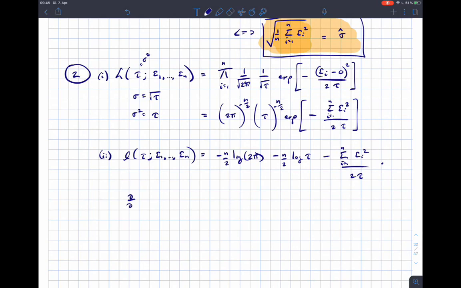Now I want to take the first derivative with respect to tau of my log likelihood function. Okay. This gives me nothing. This gives me minus n over 2 tau. This part, since I have tau in the denominator, it's like tau raised to the minus 1. And so I'm going to get a minus 1 coming out front, making it plus the sum of the squared epsilons over 2 tau squared. And I'm setting this equal to 0.